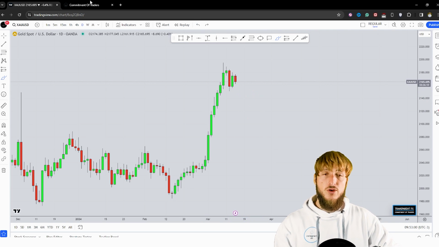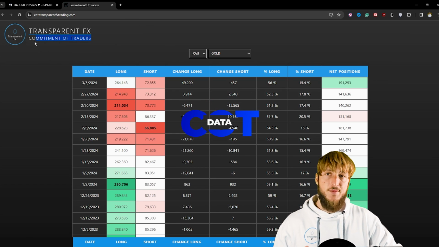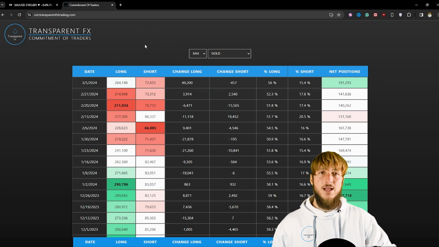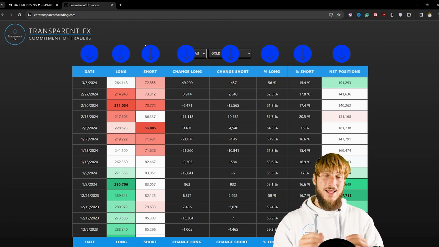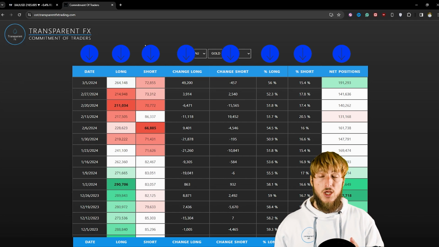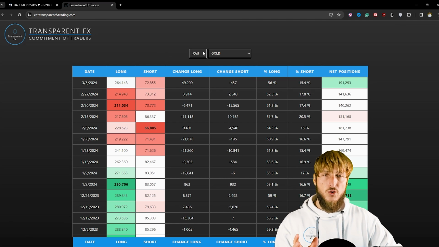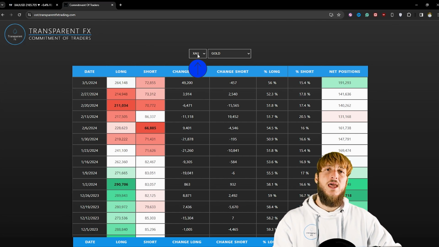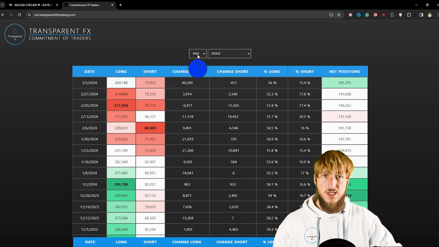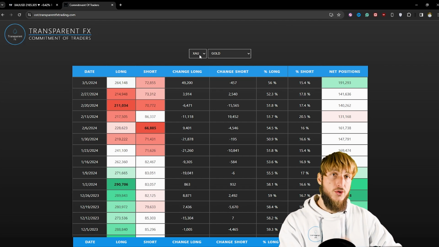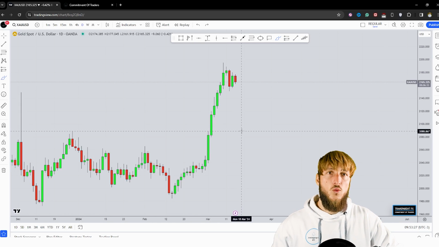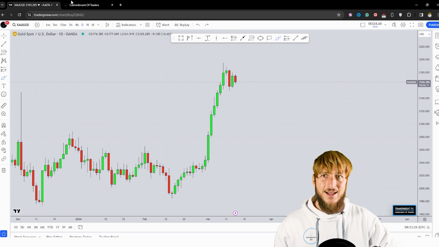Now, if we go and see what we have when it comes to the commitment of traders, so the COT data, so essentially what hedge funds and the big players in the market are doing here on gold, the first thing that we have to notice is that if we're checking the data for gold, we are already checking gold USD because every currency and also commodity is traded on the spot against the USD. So the data here, which seems to be only for gold, is actually already gold USD. So exactly what we are analyzing.